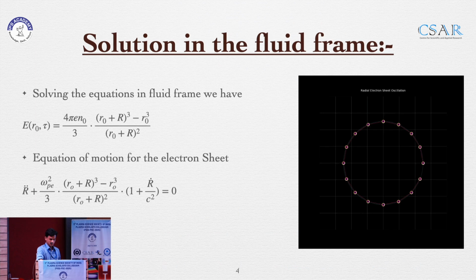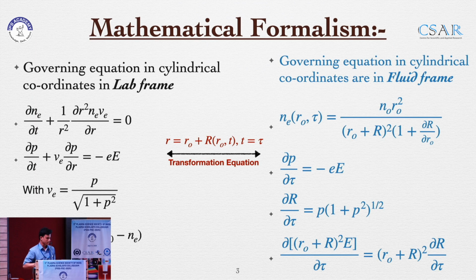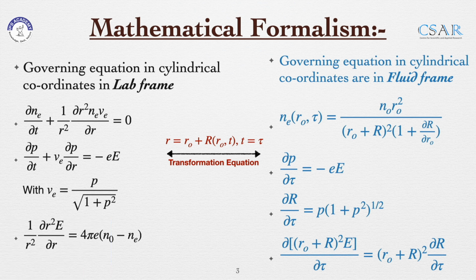Then because the electrons and ions are separated, now Coulomb's force comes into the picture, and that makes the electron oscillate about the ion. So to describe this phenomenon, I am taking help of the fluid equations, like the continuity equation, momentum equation, and obviously Maxwell's equations. Then as the momentum equation is nonlinear, we cannot actually solve it in the lab frame. So that's why we are taking the help of a transformation.